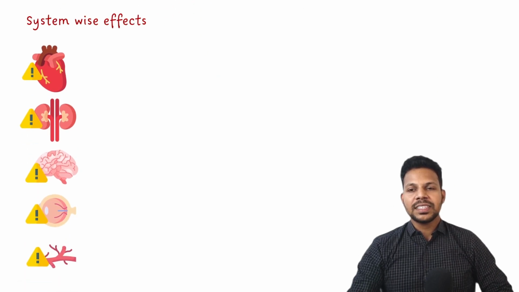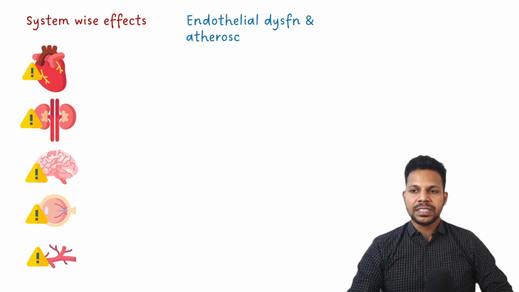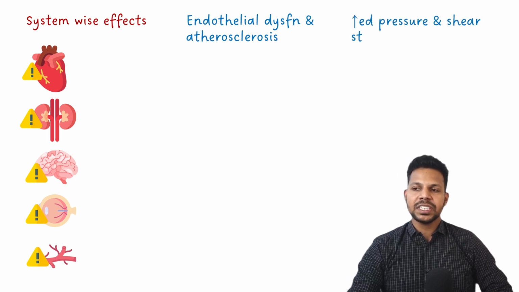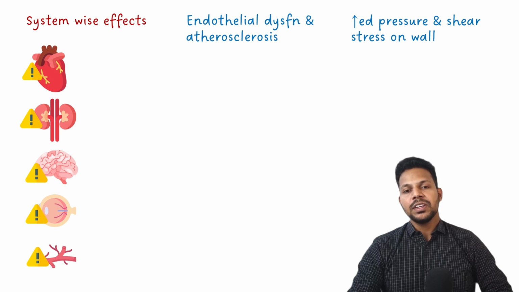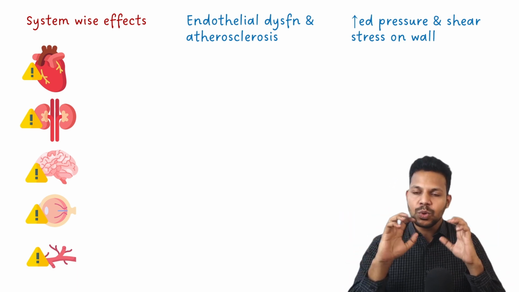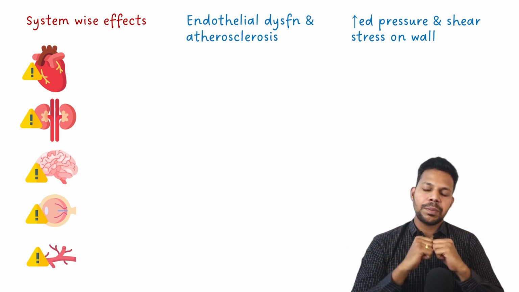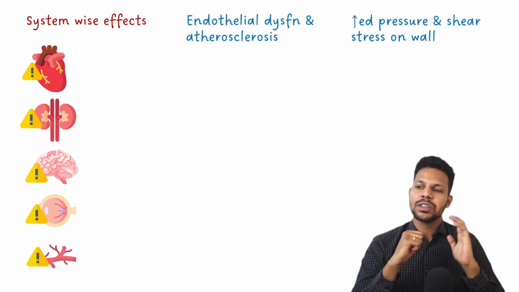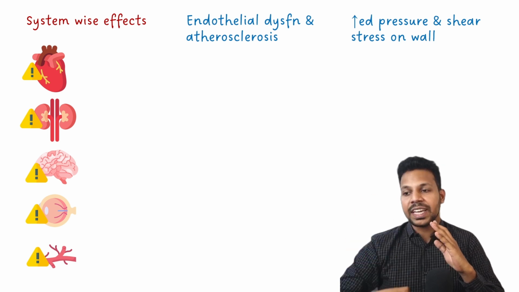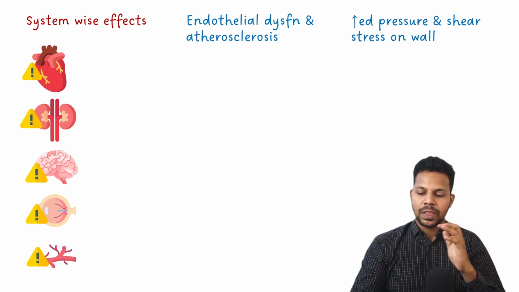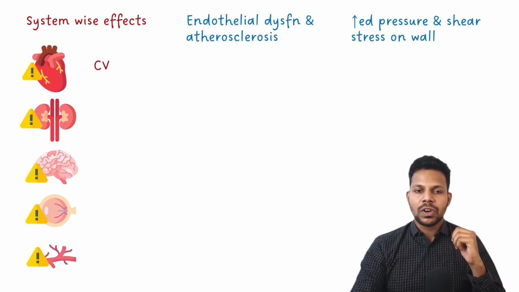Now let's look at the other system-wise effects as well. The central mechanisms for the development of target organ damage are endothelial dysfunction and atherosclerosis. That is one mechanism, and the other one is increased pressure and shear stress on the wall. So when you broadly look at the two important mechanisms because of which all the target organ damage is happening, these two are the important ones. The one is endothelial dysfunction and atherosclerosis. The other one is increased intraluminal pressure inside the blood vessels, and also the shear stress on the wall.